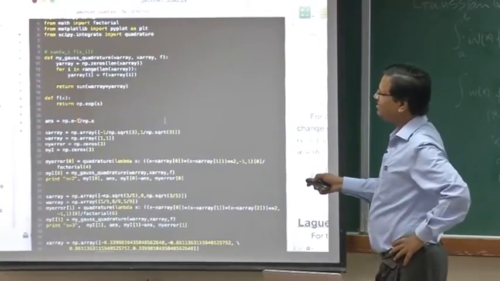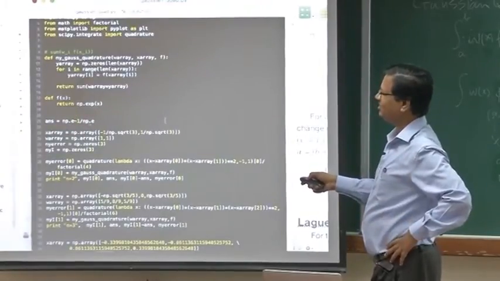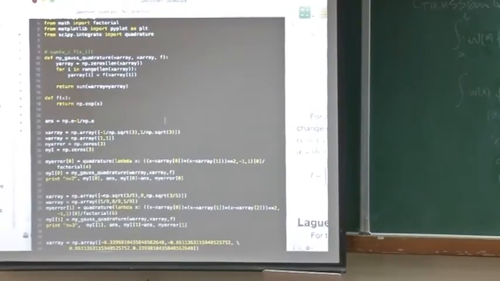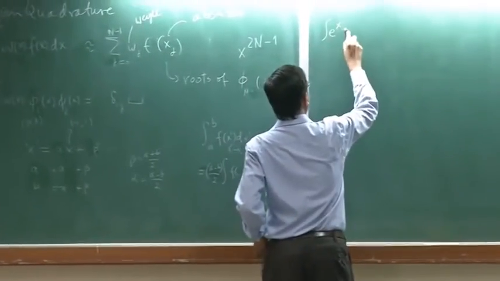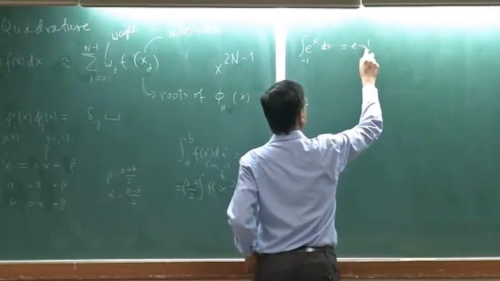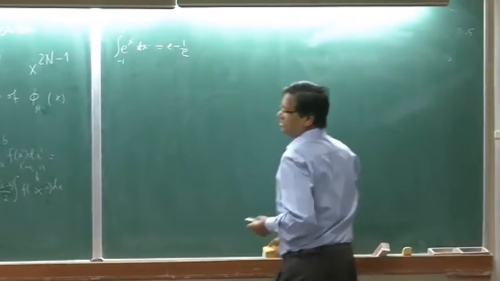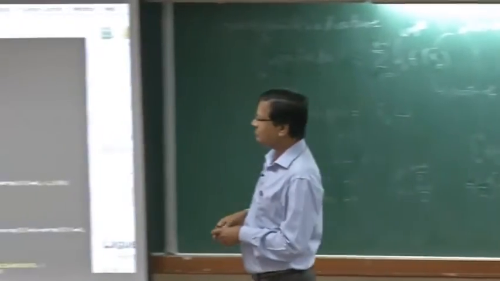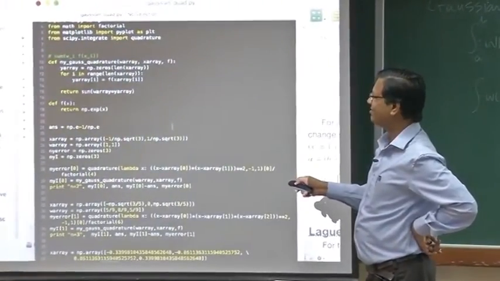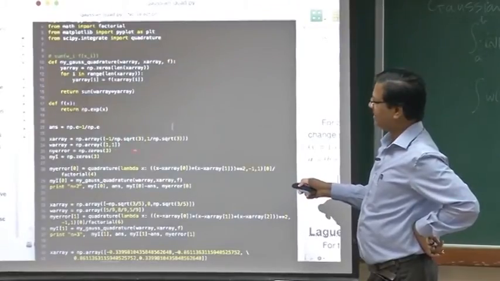So for this my real answer, which is the exact answer, is e minus 1 by e, right? Integral of e to the power x is... okay. So now I choose my weights. So with 2 points I am putting my exact values, minus 1 by root 3 and 1 by root 3, these are abscissas, and my weights are 1 1.